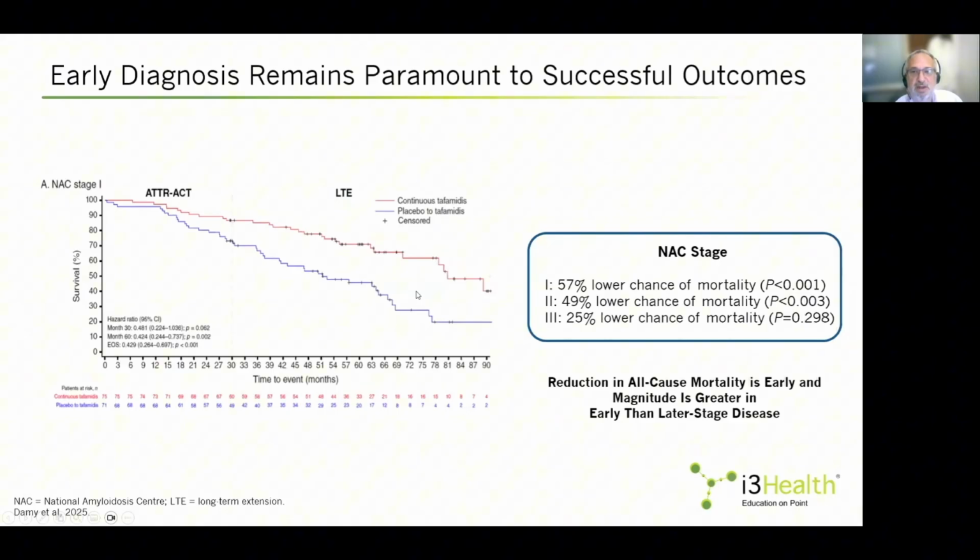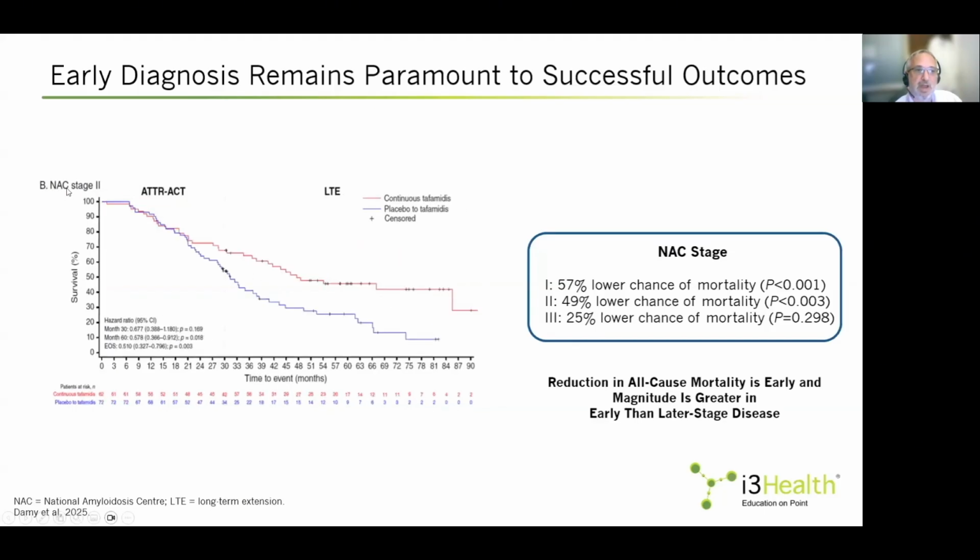More recent data that have come out of the trial, which I think emphasizes the importance of early diagnosis. So these are the original trial and then a long-term extension. And these are what we call NAC stage 1 patients or early patients. And you can see they had a 57% lower chance of mortality.